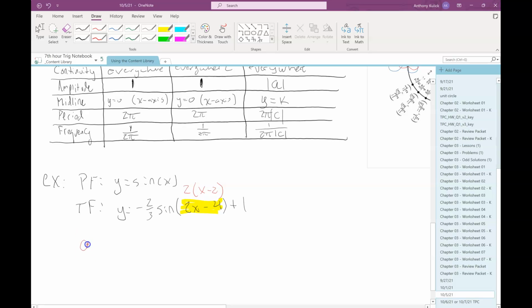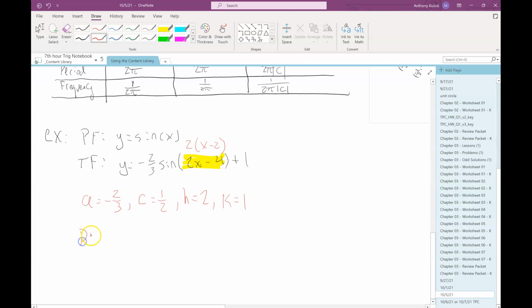Okay, so what's the value for A going to be? We're looking at the transformed function. Is it negative 2/3? Yes. And the value for C, it's going to be? Is that 1 over 2? Okay, very good. The reciprocal of 2, so 1 over 2. And the value for H is going to be? 2. It's the same sign. Yes. So positive 2. And then the K should be? Very good.